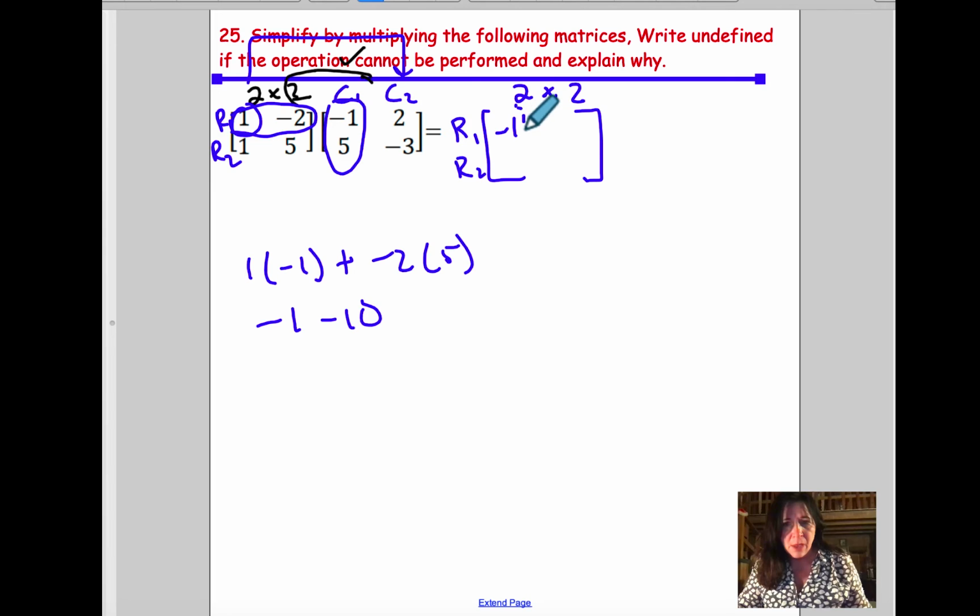Boom. Okay, now I want to do row 1. I want this spot right here. Okay, so that spot, I'm going to move this.